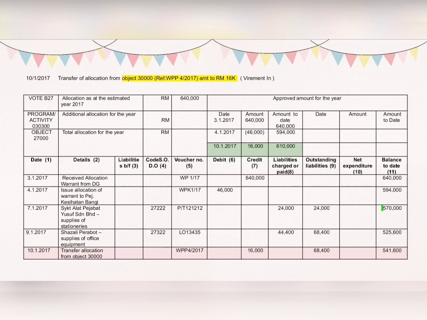Since this is not a liability, we are just going to copy down the previous figures in outstanding liability and finally increase the balance to that amount by 16,000.